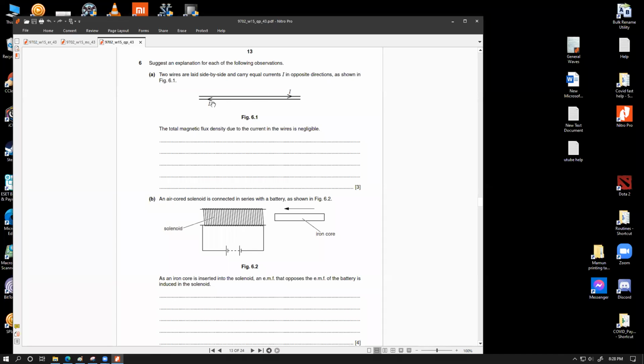So the force produced, or I can write that the amount of cutting that the magnetic field... the total magnetic flux density due to the current in the wires is negligible. Okay, never mind. I wouldn't have to go through that.